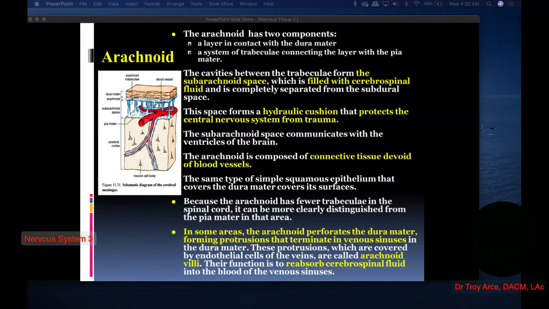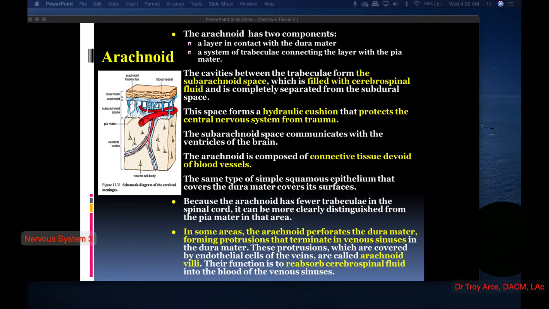And as we move inside from the dura mater, we have an arachnoid layer. It's a layer in contact with the dura mater to its outside, and it's a system of trabeculae connecting the layer with the pia mater. Okay, so we have dura mater, then we have the arachnoid, and then we have pia mater. So you're going to have to know the order from the outside in or the inside out if you were asked a question about spaces and the order of these layers, the meninges.